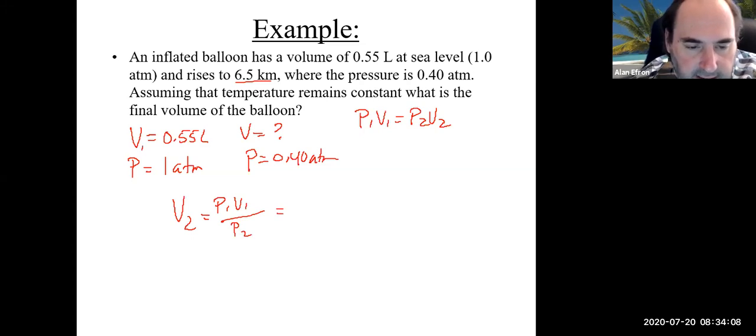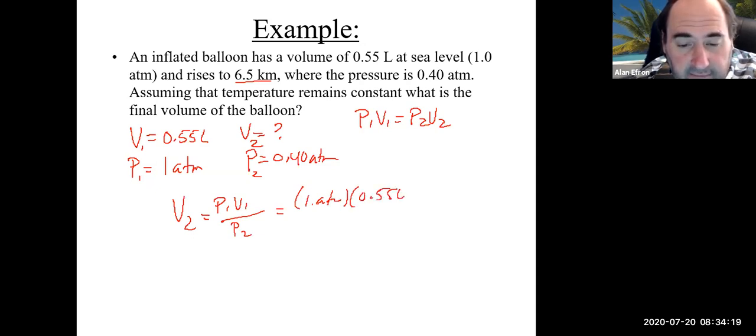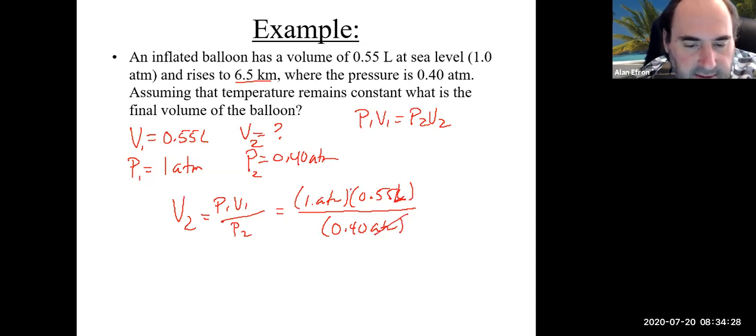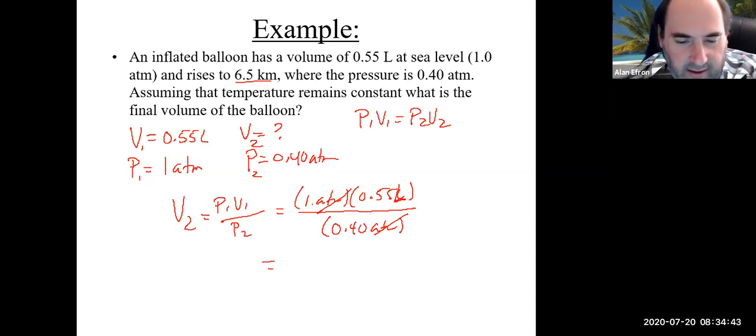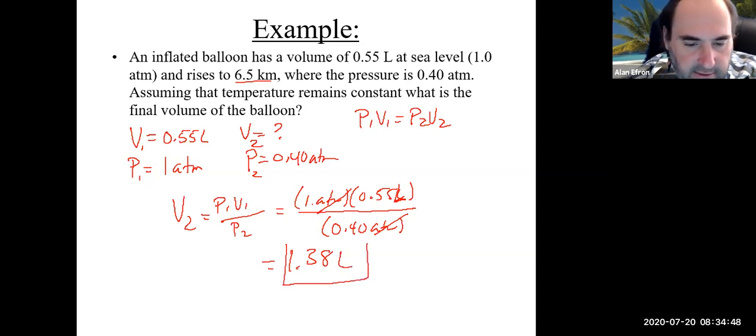Again, you could make whichever ones you like the ones and the twos, as long as you keep the information together. Our P1 would be one atmosphere, our V1 would be 0.55 liters, divided by 0.4 atmospheres. Atmospheres are going to cancel, leaving us liters. What we get here is 1.38 liters in this particular case.